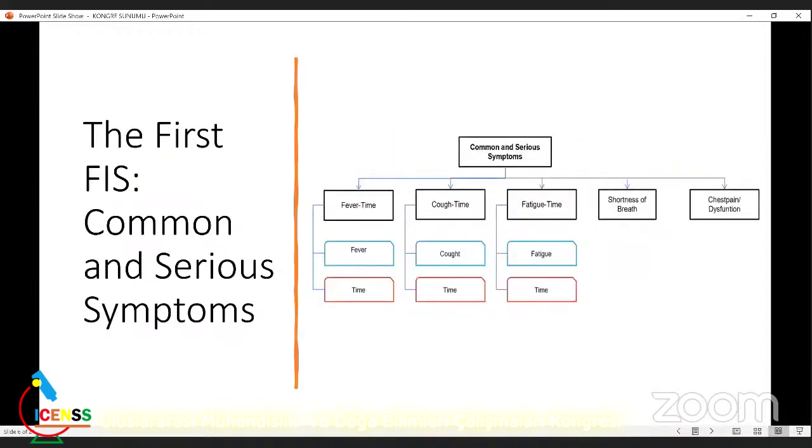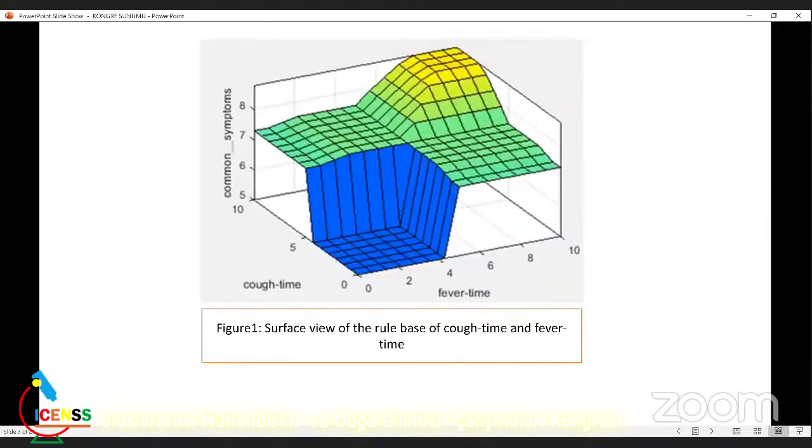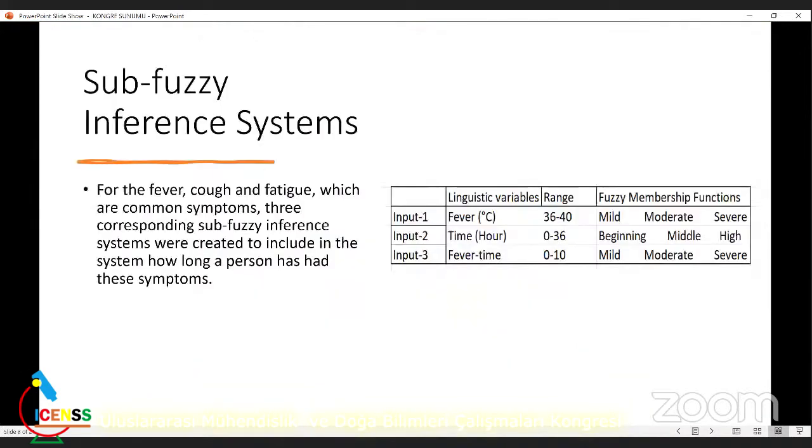In the first fuzzy inference system, we aim to get a numerical output for the common and serious symptoms of COVID-19. There are 5 inputs in the system: fever time, cold time, fatigue time, shortness of breath, and chest pain. Figure 1 illustrates the impact of the symptoms on risk evaluation in 3D form as a ruled surface performed in MATLAB. For the fever, cold, and fatigue, which are common symptoms, 3 corresponding sub-fuzzy inference systems were created to include in the system how long a person has had these symptoms.